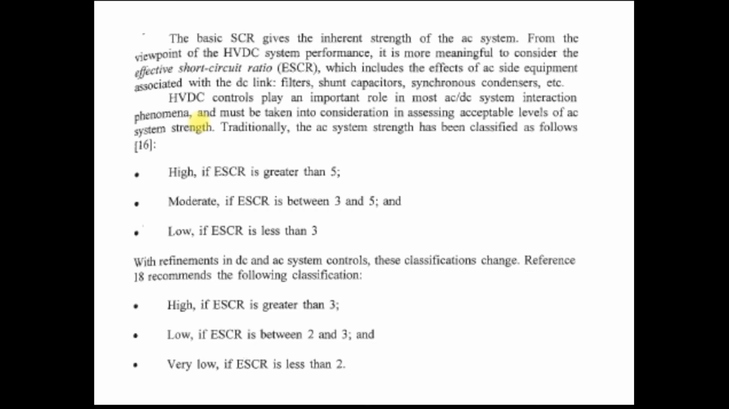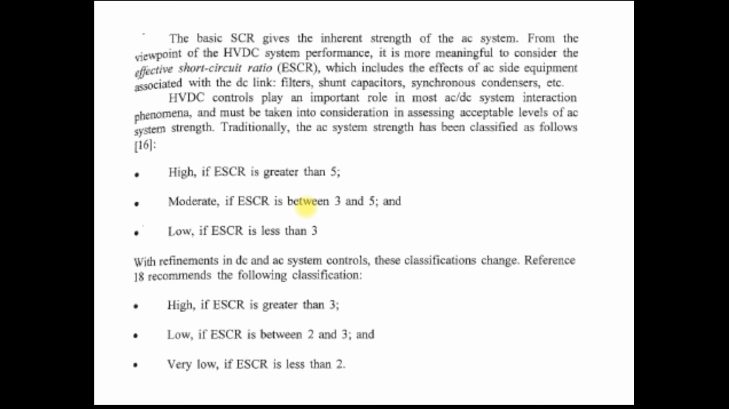Traditionally, the AC system strength has been classified into three categories based on the effective short circuit ratio. First is high, if the effective short circuit ratio is greater than 5. It is moderate if the effective short circuit ratio is between 3 and 5, and low if it is less than 3.